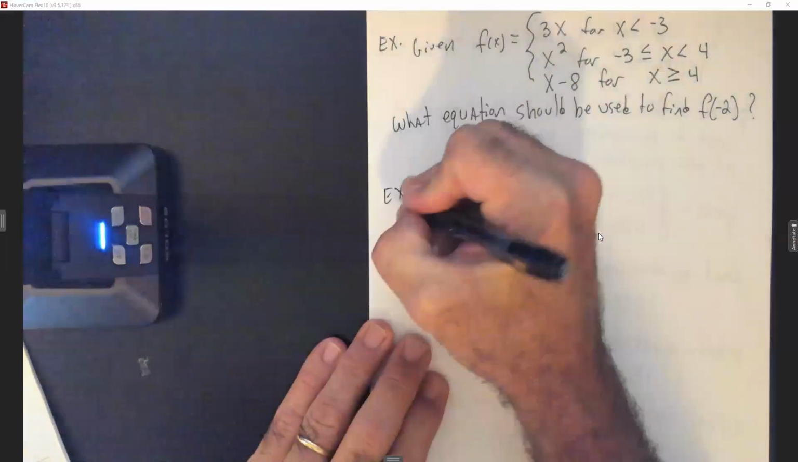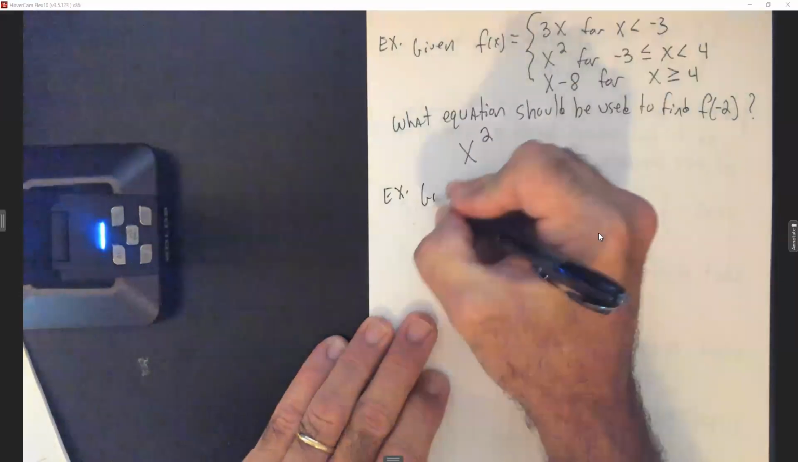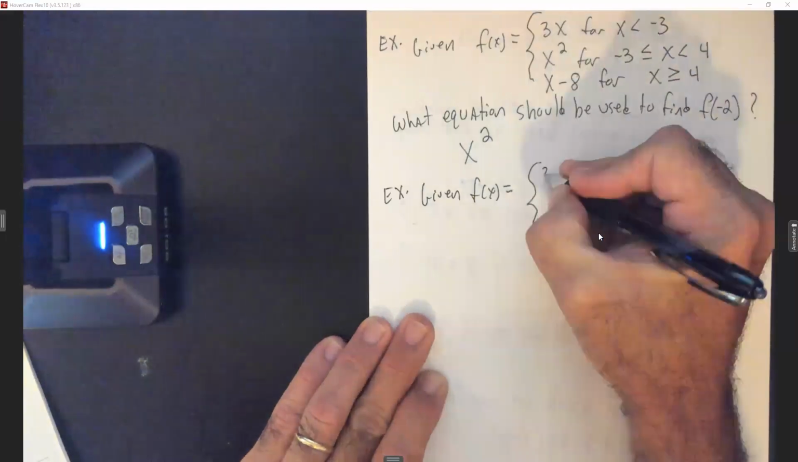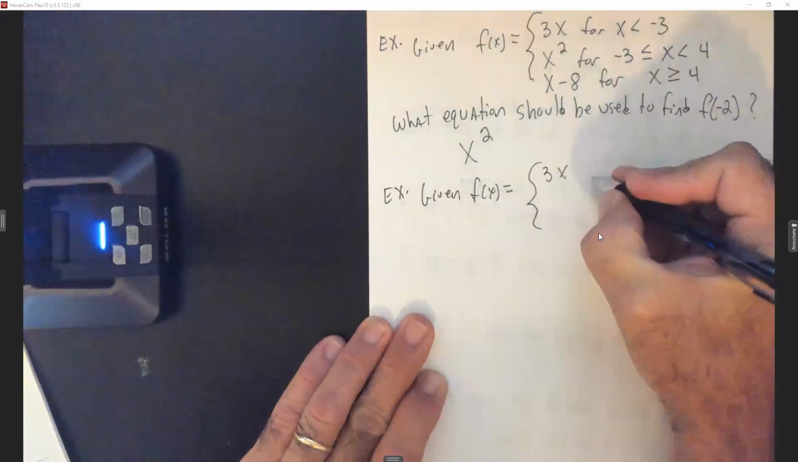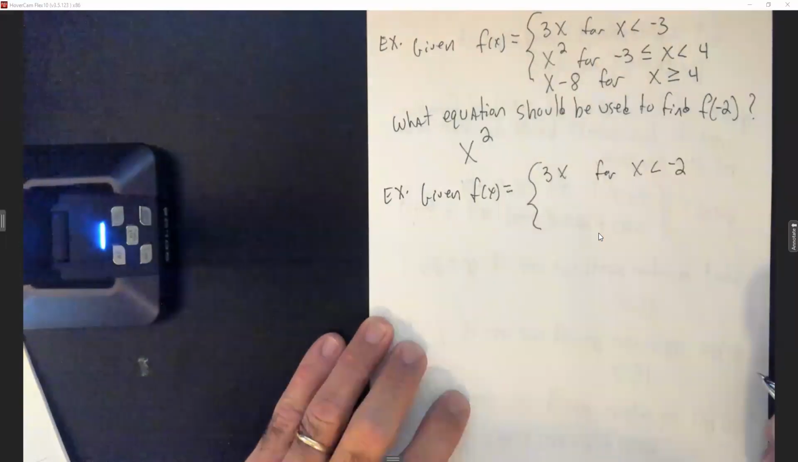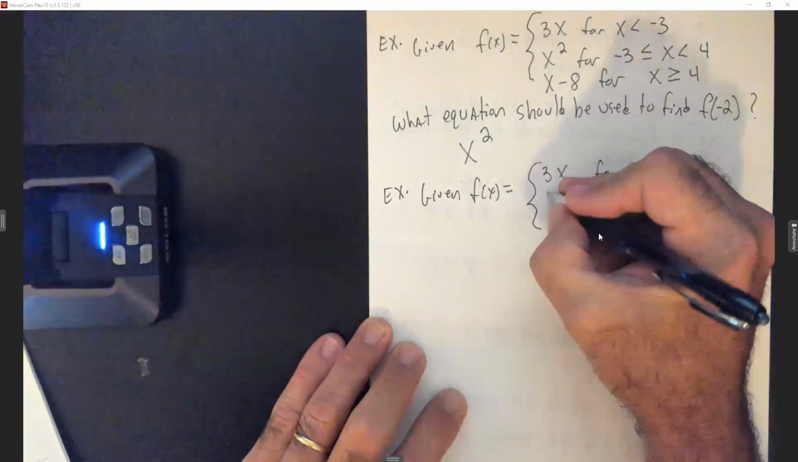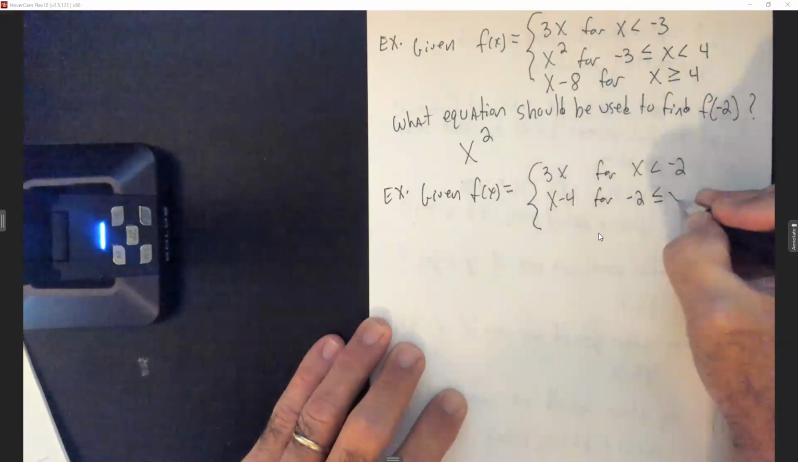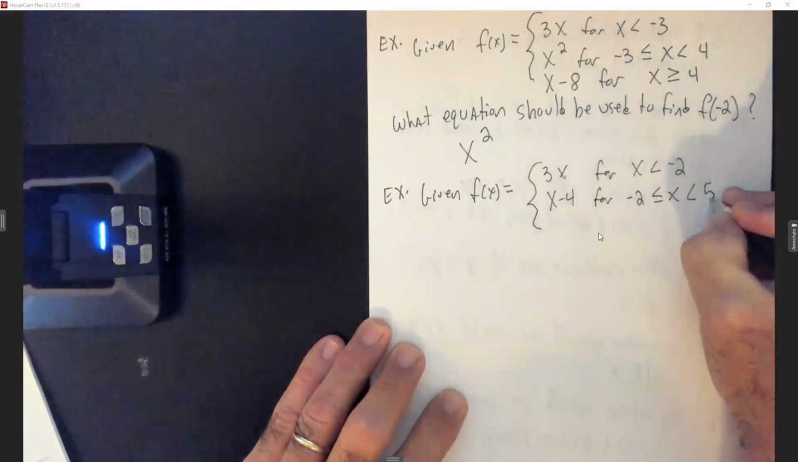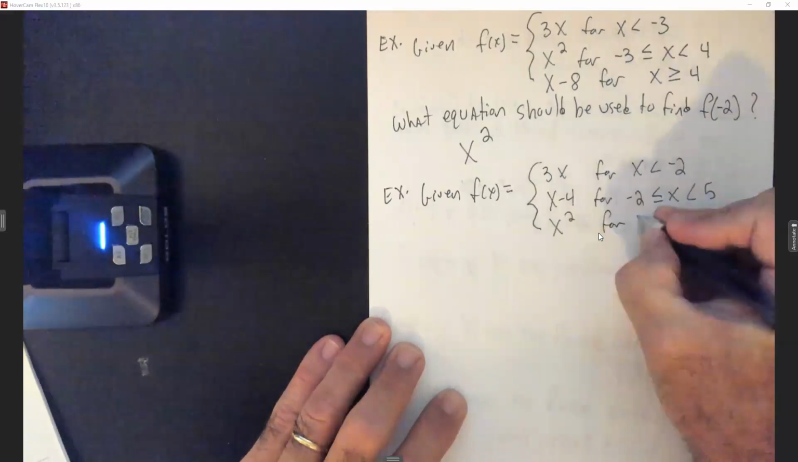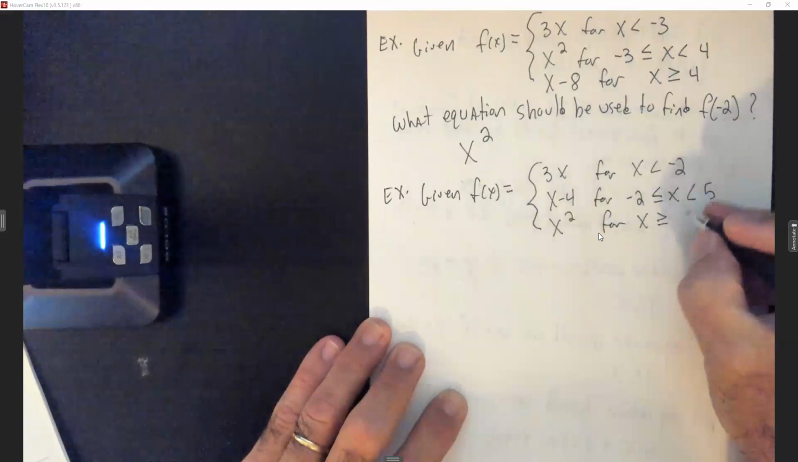All right, so another one of those, we're given f of x. And this one has 3 of them also. I got 3x for x less than negative 2. It's going to equal x minus 4 for negative 2 less than or equal to x less than 5. And it'll equal x squared for any x's that are greater than or equal to 5.